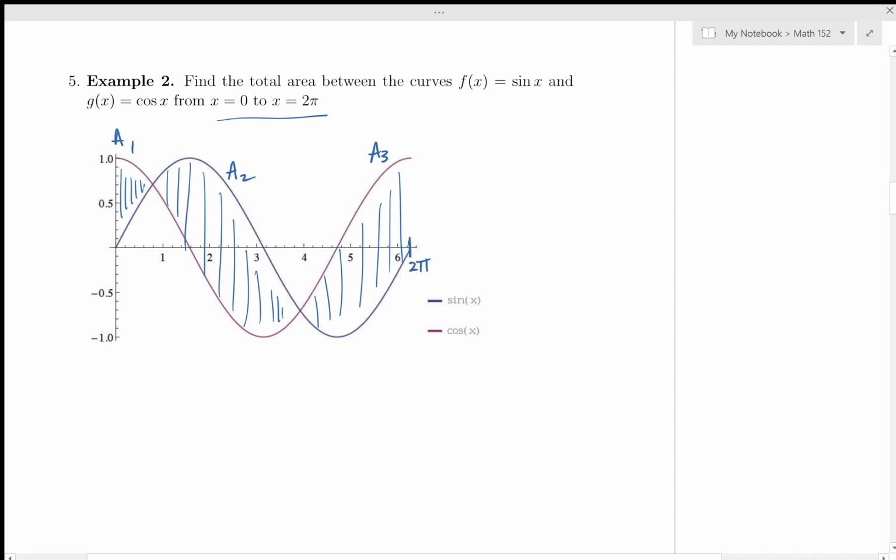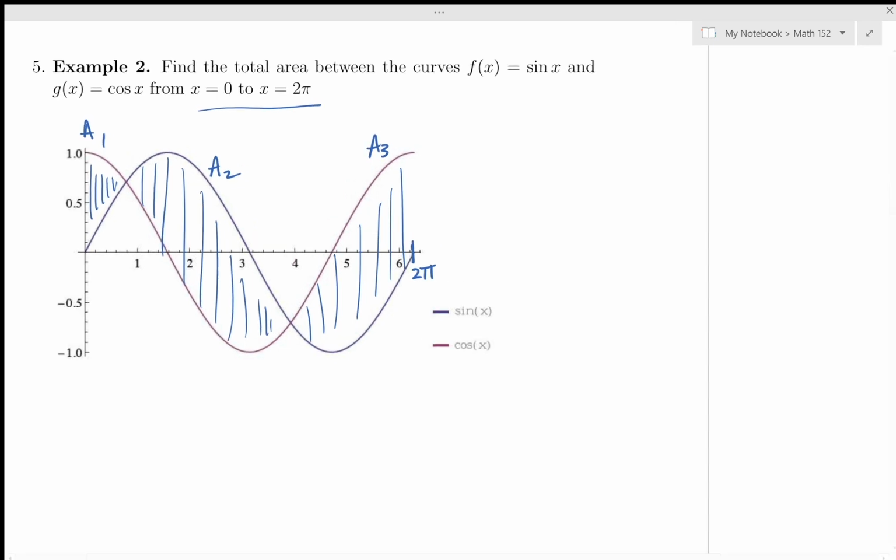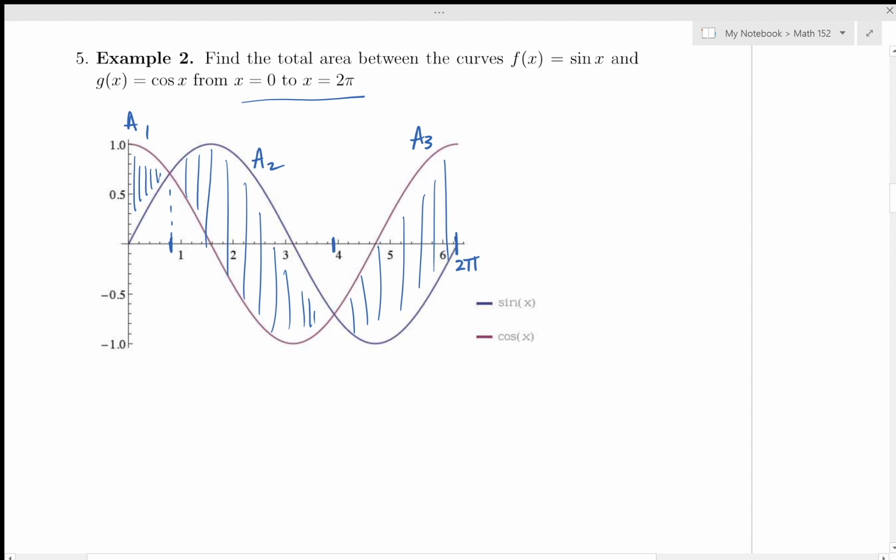We have to be careful because we can't just subtract cosine minus sine or sine minus cosine. Up until this point here, the cosine function is the upper function, and then between this point here and this point here, the sine function is the upper function, and then for the area A3, the cosine function is again the upper function. So we have to be very careful. We can't just write it out immediately as a single integral. You're told the interval, but you still have to check for intersections. That's the main point, because there might be an intersection within the interval like there is in this case.